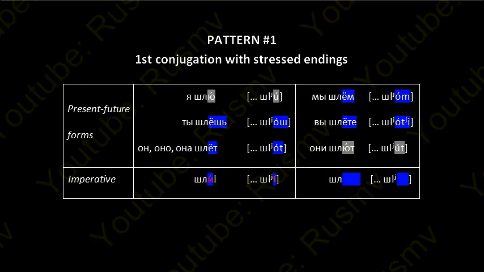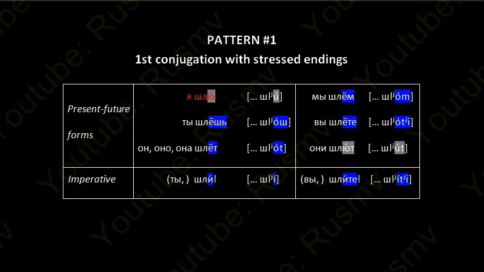The next form is imperative singular, which is used when informally addressing one person. Its ending is "и". Шли, send, or ты шли, you send. Otherwise, we use imperative plural. Its ending is "ите", шлите, send, or вы шлите, you send.